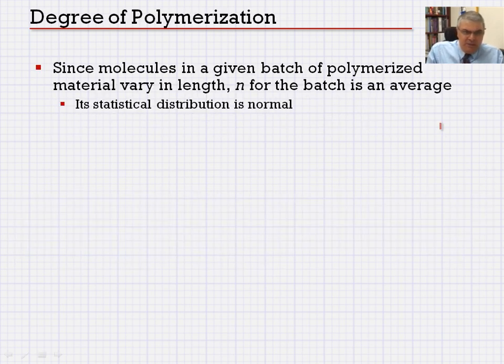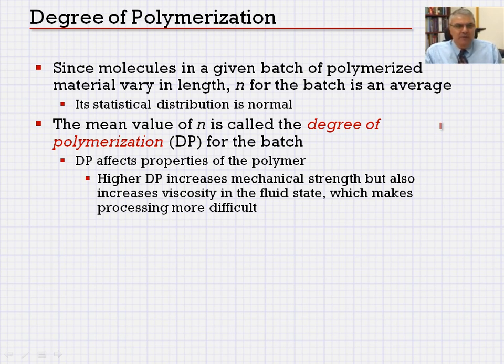What is a degree of polymerization? As I've discussed so far, the molecules in a given batch of polymerized material have different lengths. So we need to pick a length, N, that is an average length for the batch, and this applies when the statistical distribution is normal. The mean value of N is called the degree of polymerization.